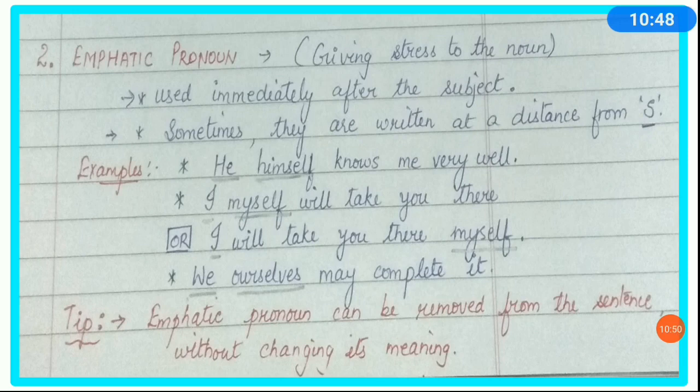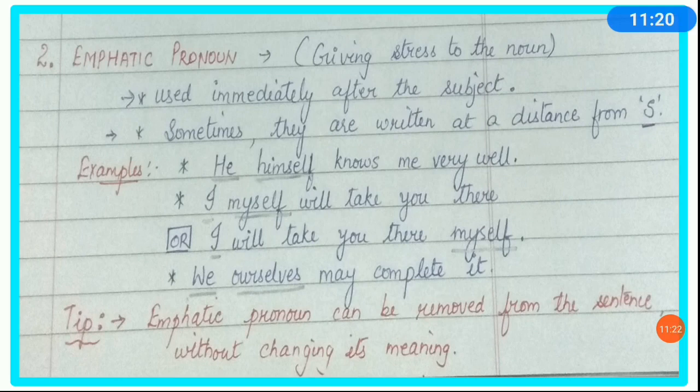So what happens to this emphatic pronoun? In most of the cases, it is used immediately after the subject. He himself knows me very well. So himself, here himself is followed after the subject. He is the subject. He knows me. So himself means no one has to introduce me to him because he already knows me, or probably he is a very prominent personality in the society, and we can say that he himself knows me very well.